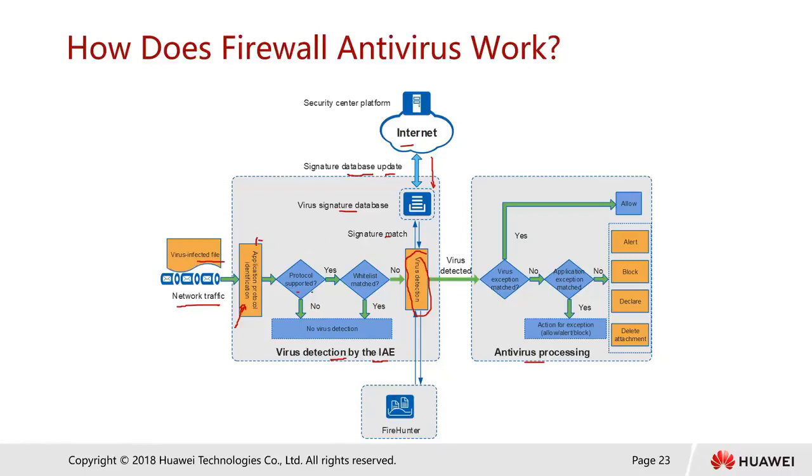So is the protocol supported? For example, if this is the remote desktop protocol, RDP, then maybe it cannot be scanned. Then it goes to no virus detected, and therefore the traffic moves on. If the protocol is supported, then it goes to the next step. Is there a whitelist match? If yes, that means this file has been approved previously, the signature has been approved, then the file is permitted to pass through.